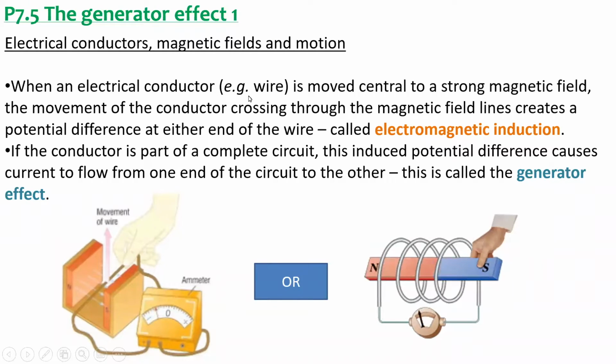When an electrical conductor, like a wire, is moved through a strong magnetic field, the movement of the conductor crossing through the magnetic field lines creates a potential difference at either end of the wire. This is called electromagnetic induction. If the conductor is part of a complete circuit, the induced potential difference, otherwise voltage, causes current to flow from one end of the circuit to the other. This is the generator effect. So the relative motion, meaning they're moving relative to one another, of a magnet and a coil produces electricity. That's the generator effect.